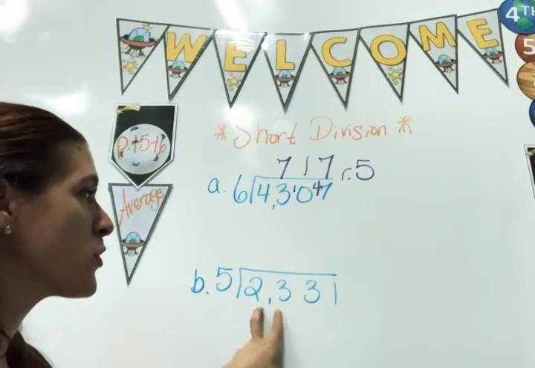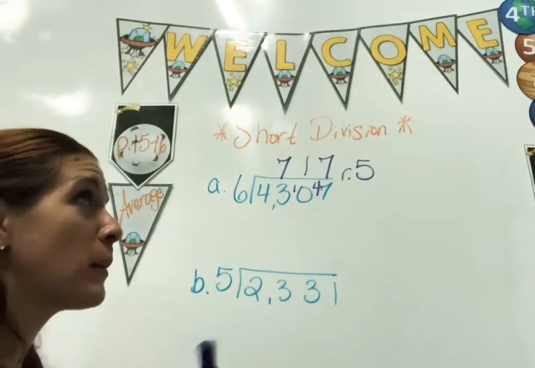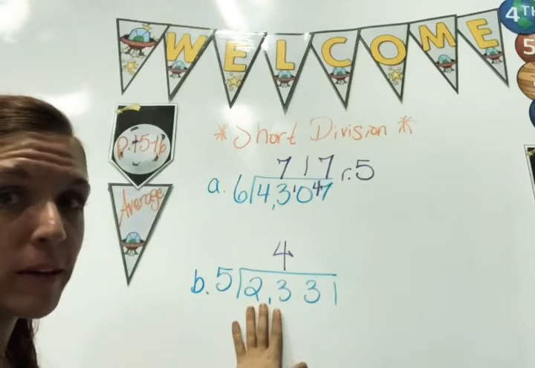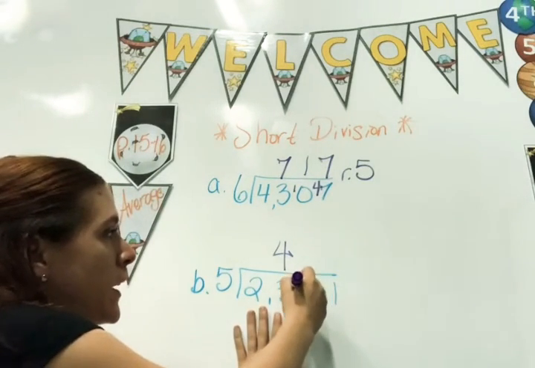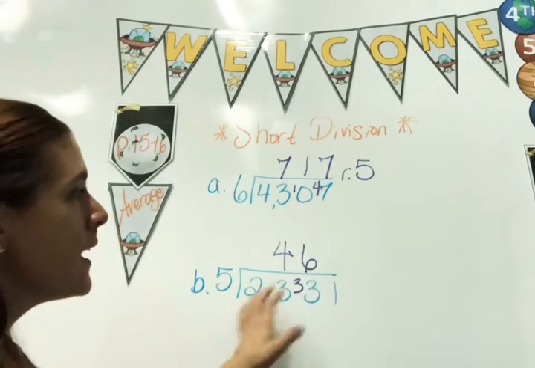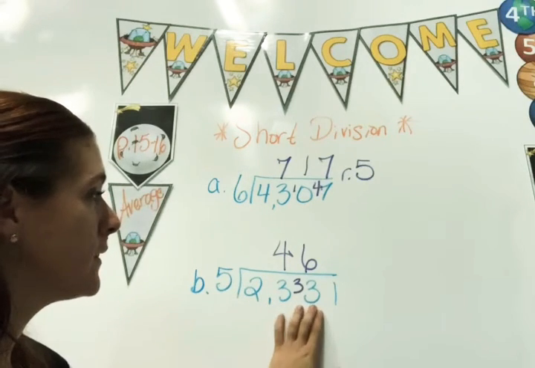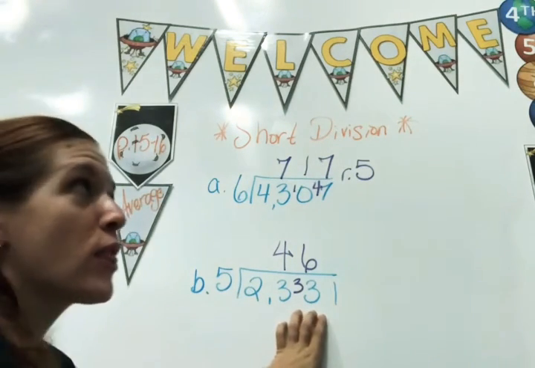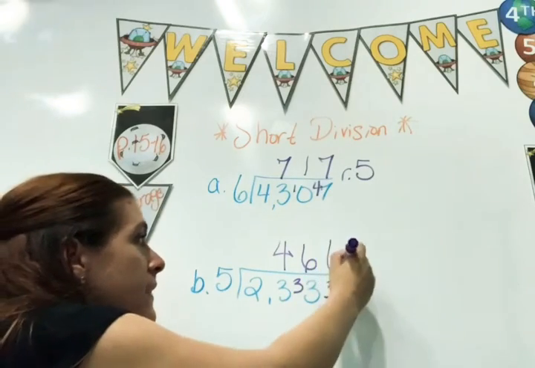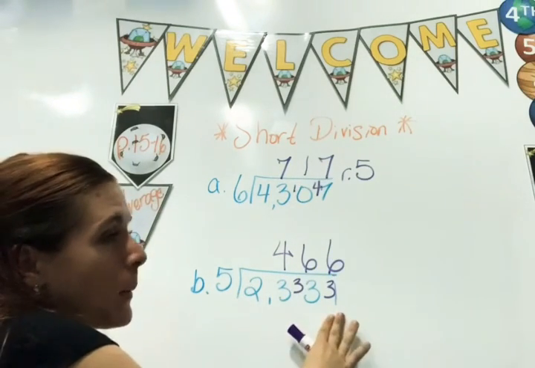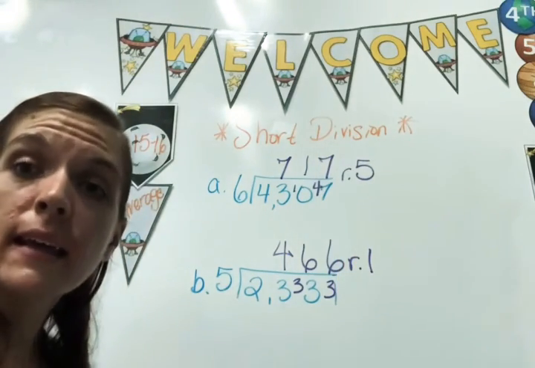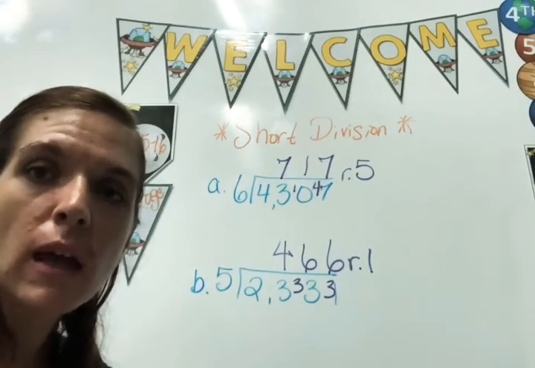2 divided by 5 is not possible, so do 23 divided by 5. 23 divided by 5 is going to be 4. 4 times 5 is 20. 23 minus 20? 3. Put your 3 right here. 33 divided by 5? 6. 6 times 5 is 30. 33 minus 30? 3. 31. 31 divided by 5 is 6 again. 6 times 5 is 30. 31 minus 30? Remainder 1. Okay? Guys, if you don't understand that, back up the video and watch this part.